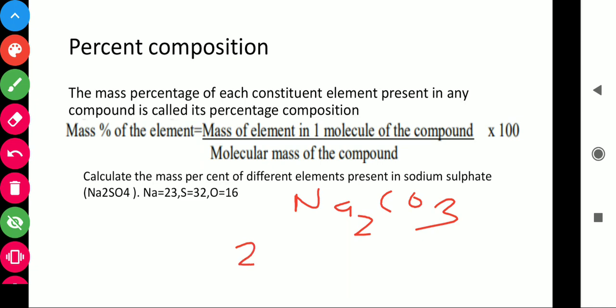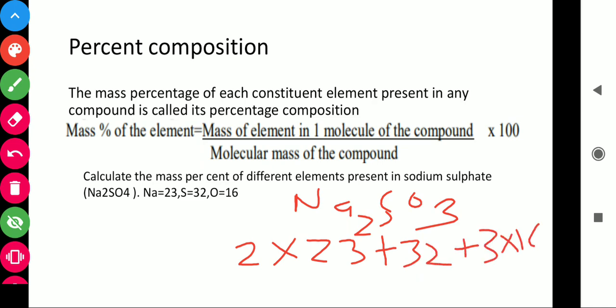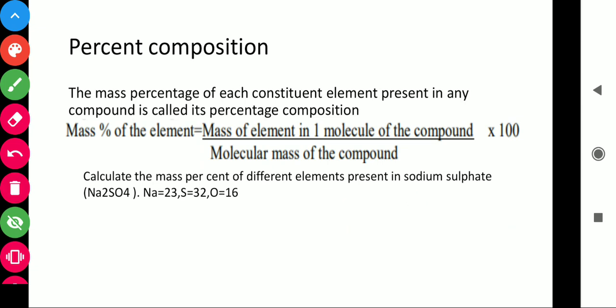When we put the molar masses of Na, sulfur as 32, plus 3 into 16 for oxygen, it comes to 142. It means the molecular mass is 142. Now we will calculate the mass percentage of different elements one by one.